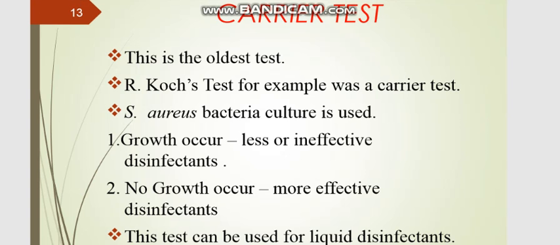Now the first test is carrier test. This is the oldest test. The bacterial culture which is used for the carrier test is Staphylococcus aureus, and in this case the disinfectant is directly added to the bacterial culture. If growth occurs, it means the disinfectant is less effective or ineffective. And if no growth occurs, it means the disinfectant is effective. This test can be mainly used for the liquid disinfectants.